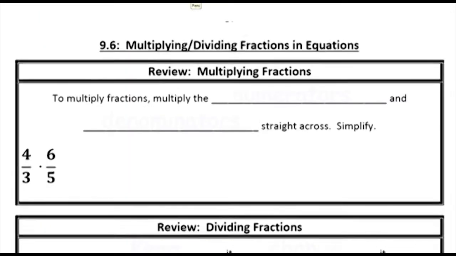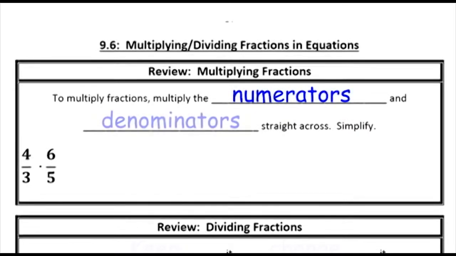Welcome to 9.6. We're talking one-step equations involving multiplication and division of fractions. A little review. To multiply fractions, you simply multiply the numerators and denominators straight across. The biggest misconception is that you're cross-multiplying. We're overgeneralizing when we say that. Do not cross-multiply. You're multiplying across.